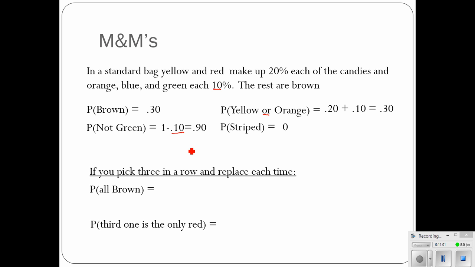And then let's say we pick 3 in a row. We pick one out, we put it back in. We're not thinking sanitary here, but probability of all brown.